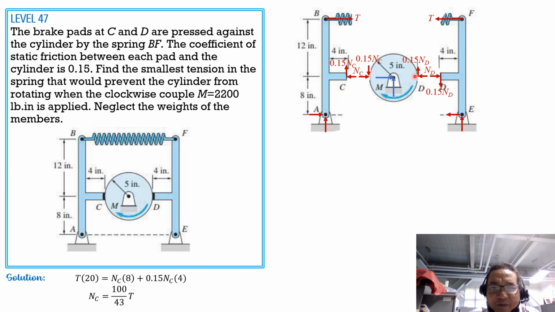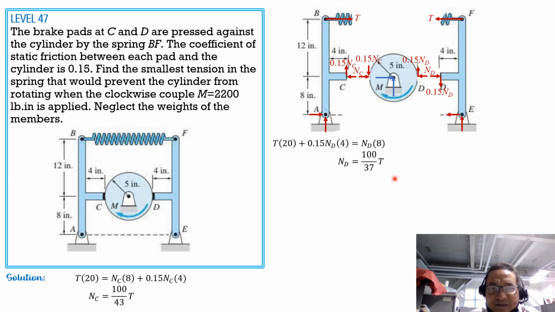Then likewise, on the other side, summation moment about E equals 0. So T times 20 plus 0.15 N sub D times 4 equals N sub D times 8. Expressing N sub D in terms of tension, so N sub D is equal to 100 over 37 of tension.